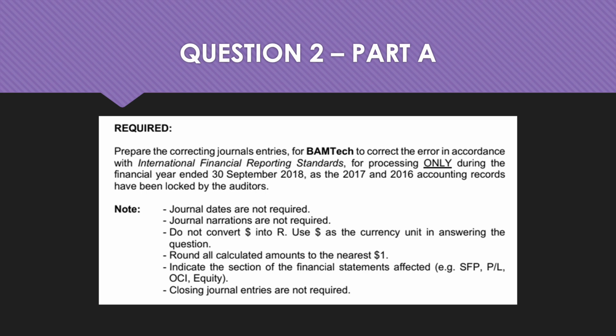Question 2 Part A asked you to prepare the correcting journal entries for BAMTech to correct the error in accordance with IFRS, but this journal entry would be processed only during the financial year ended 30 September 2018, as the 2017 and 2016 accounting records had been locked already. There were no major issues with this part of the question.